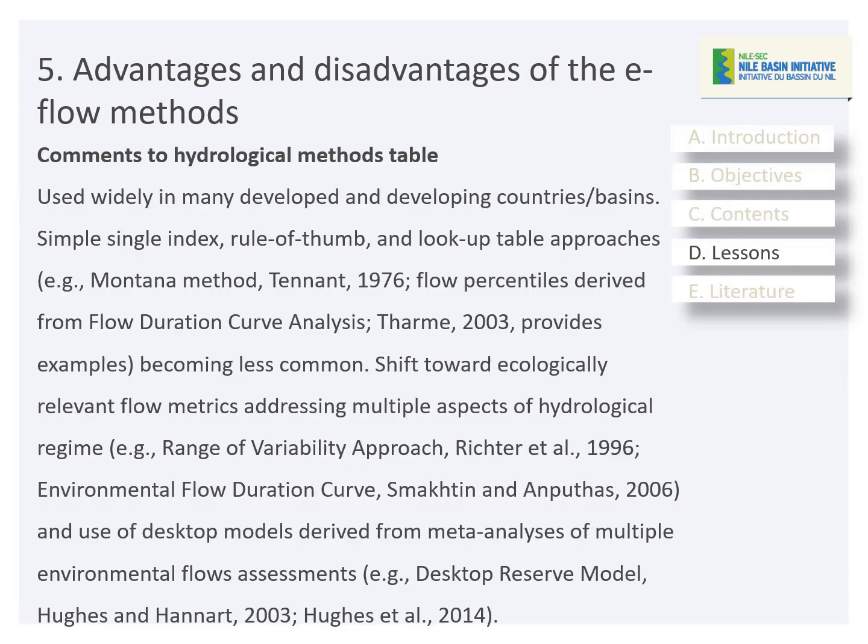Some comments. They are used widely in many developed and developing countries or basins. Many of the simple single index outcomes, rule of thumb, and or lookup table approaches are incorporated in this category, including the Montana method, Tennant method, flow percentiles derived from flow duration curve analyses, for example, and there are other examples that were mentioned previously in the assessment. They become less common. There's a shift towards ecologically relevant flow metrics addressing multiple aspects of hydrological regimes, and there are some examples of that, for example, the use of desktop models derived from metadata analyses of multiple environmental flow assessments, and the desktop reserve, Query and Hamilton are examples of that.